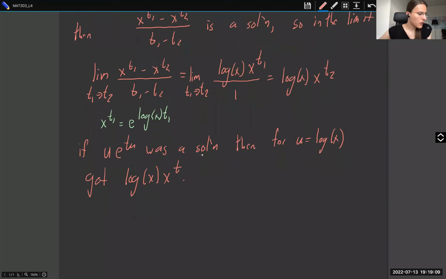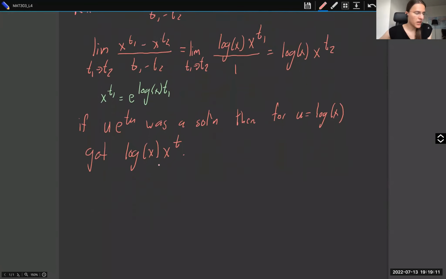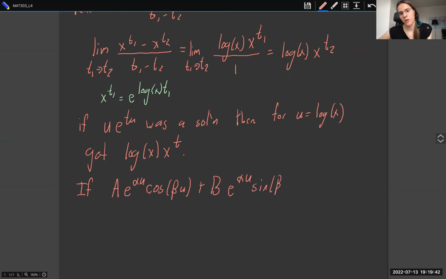Okay. Now, what about complex roots? Well, we're going to do the same thing that we did in the second example. If a e to the alpha u cosine beta u plus b e to the alpha u sine beta u are solutions.